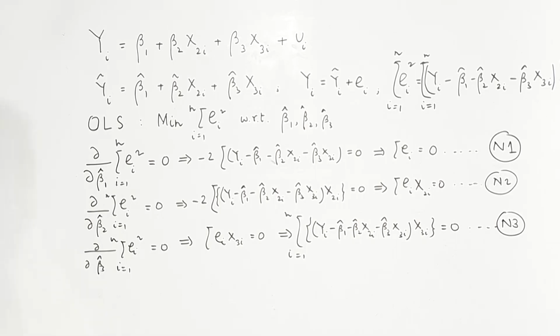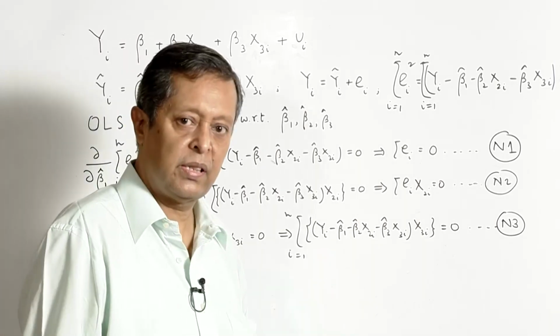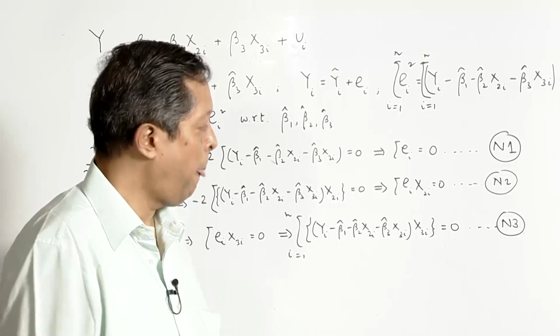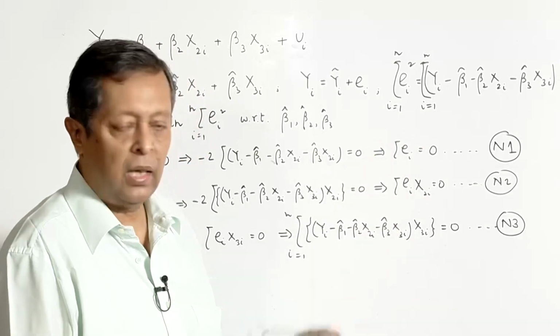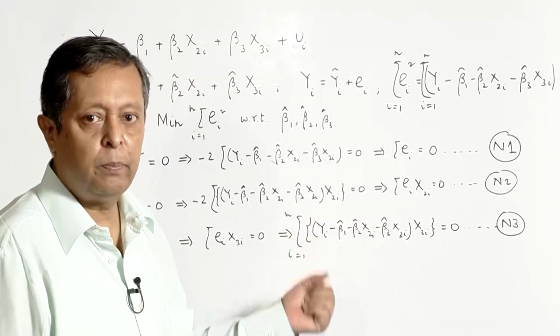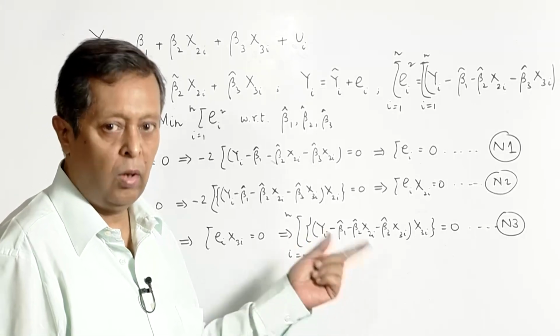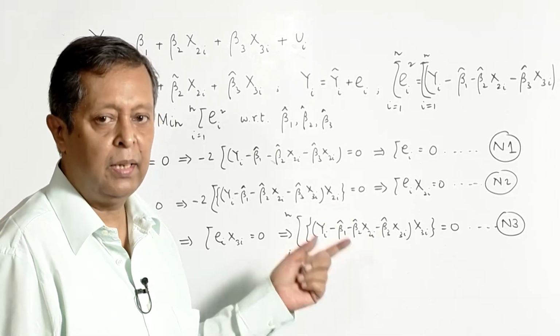Now, there is an easy way to go about this in the further steps. We have 3 equations, we have 3 unknowns. So, we can solve for beta 1 hat, beta 2 hat and beta 3 hat.